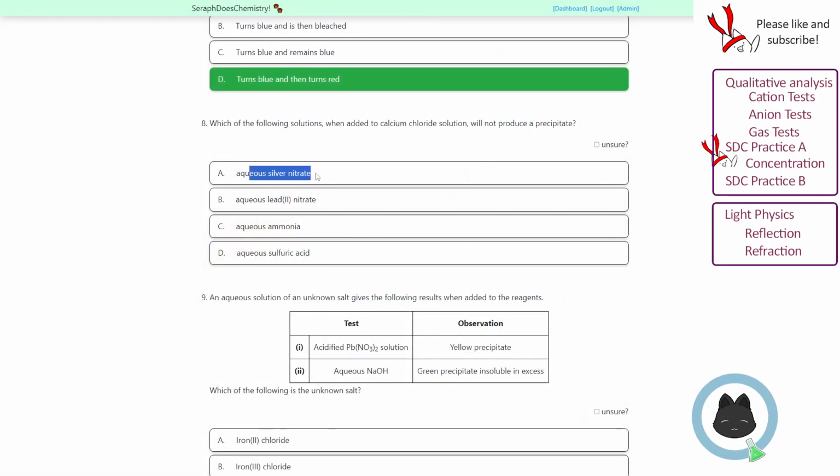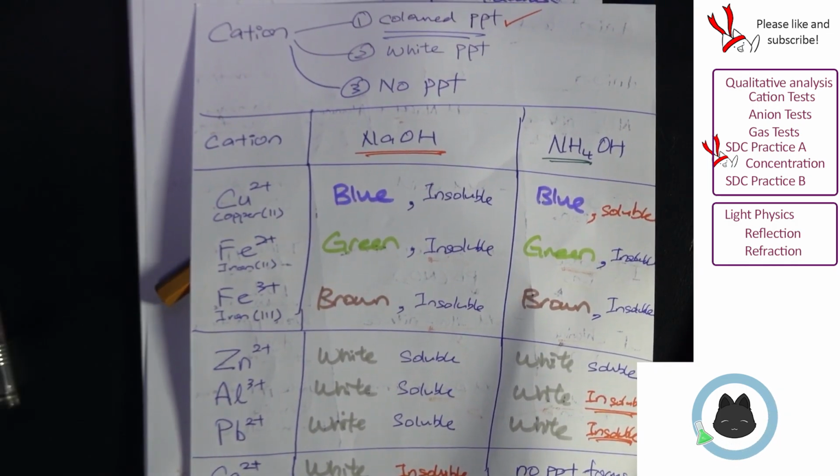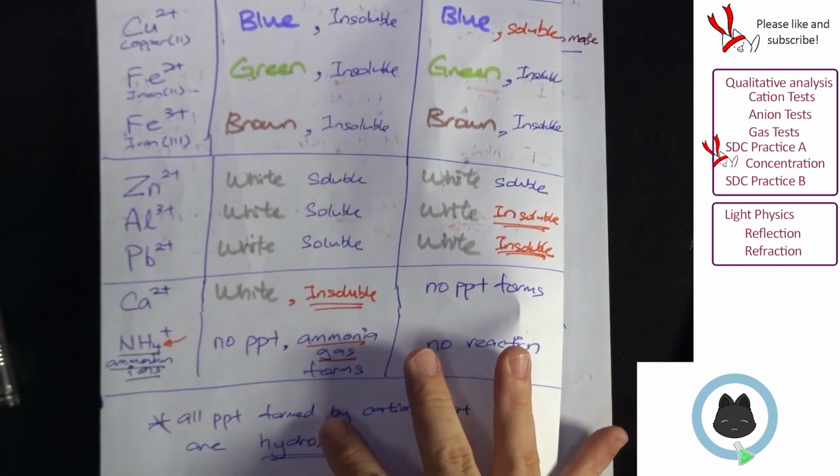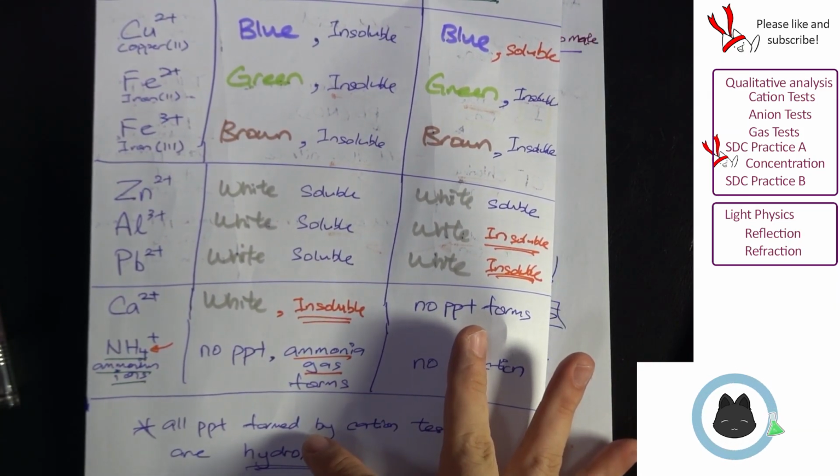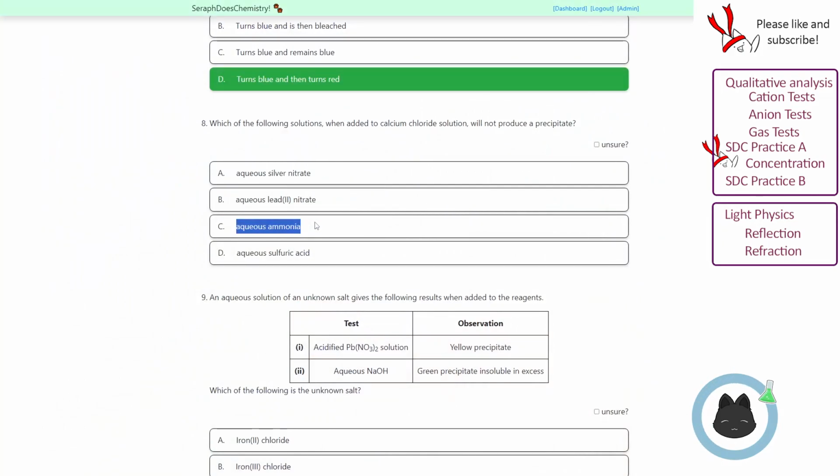So the A will form precipitate, lead chloride. Sorry, A will form precipitate, silver chloride. B will form precipitate also, lead chloride. In terms of C, can PPT form? This is a cation test. Check your tables. Your cation test table. This one. No PPT. For cation test, it will be no PPT form, right? Yes. So the most likely answer should be C. Good.